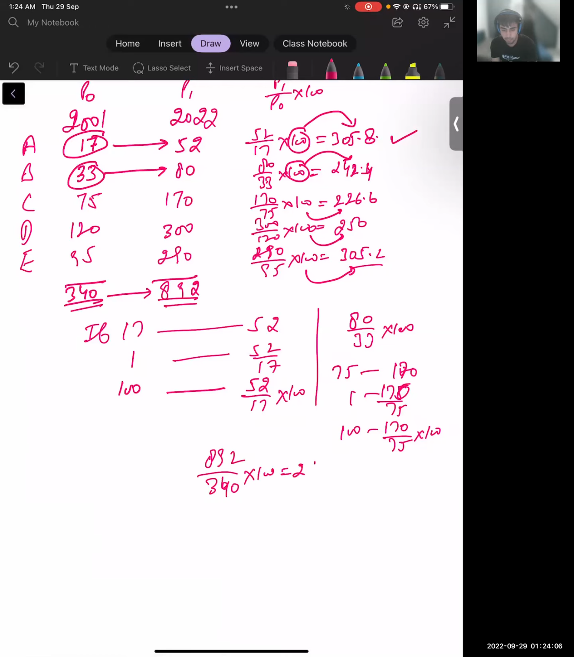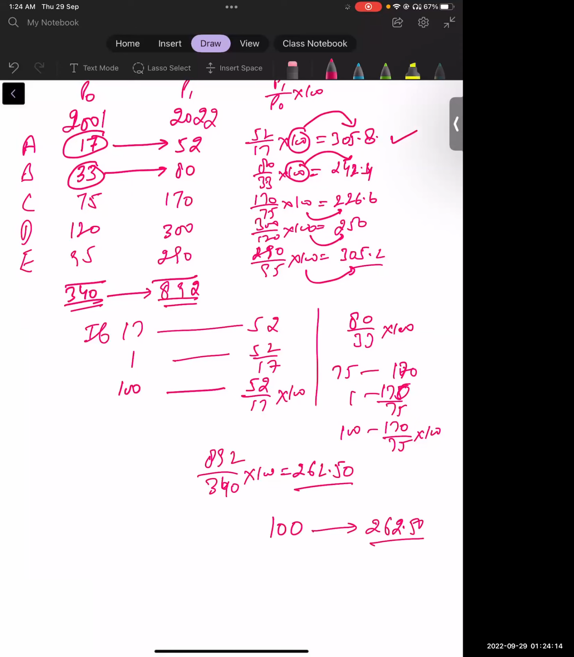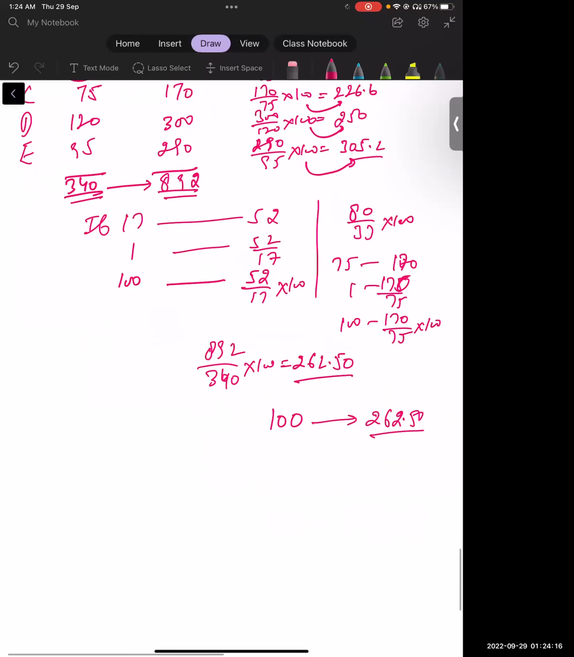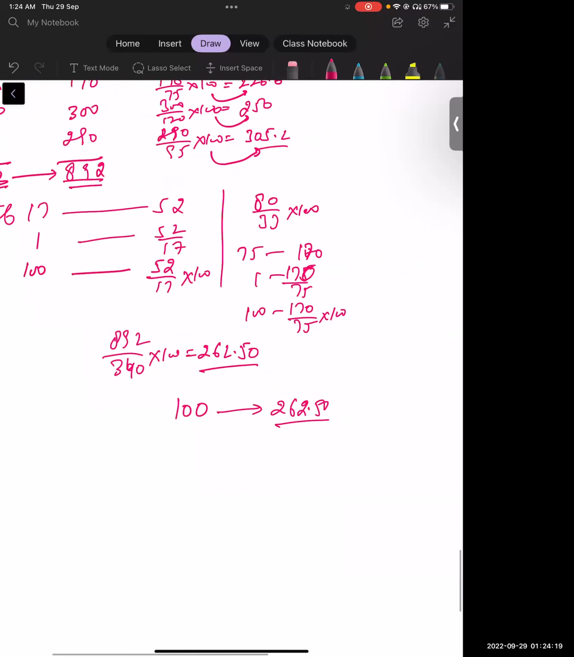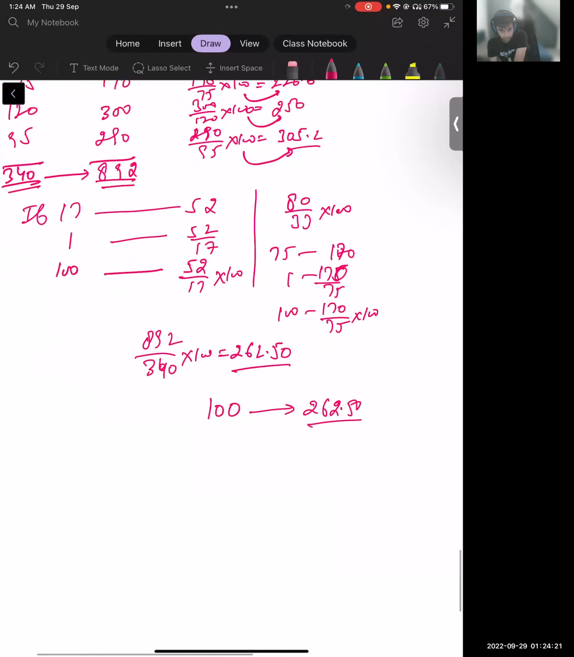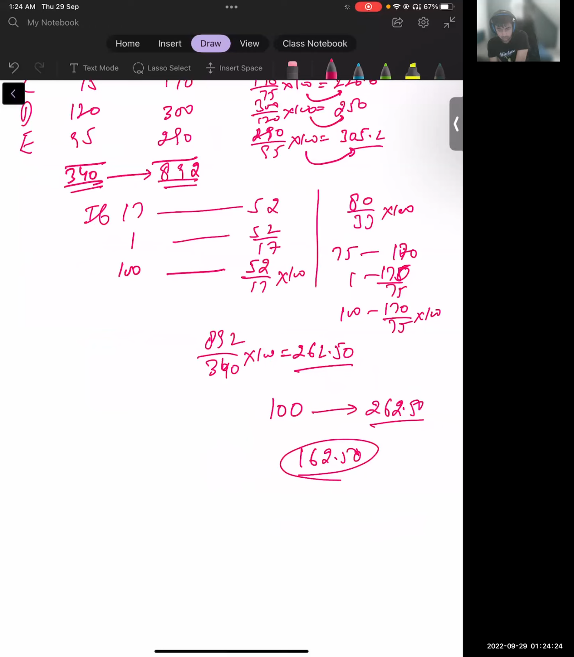262. That means now you can say 100 rupee good would have become 262.5. What is the increment? The increment is 162.50. That means the prices have risen from 100 to 262.50, and the cost has gone up by 162.50%. If 100 rupee good has become 200, that means the prices have risen by 100%.